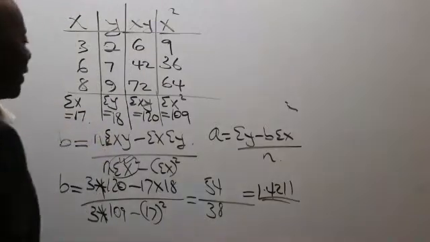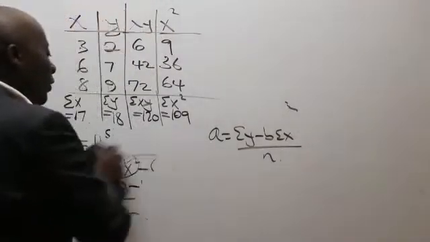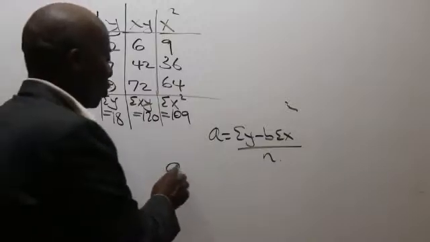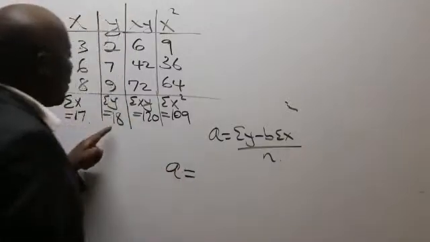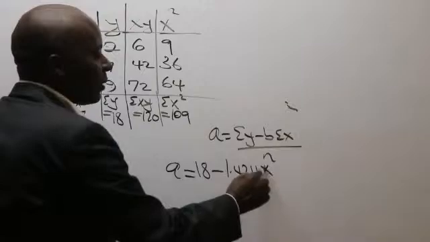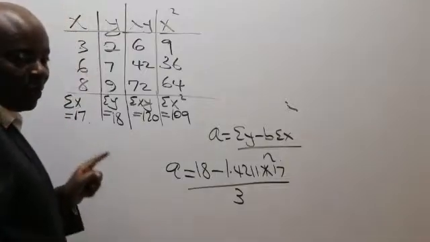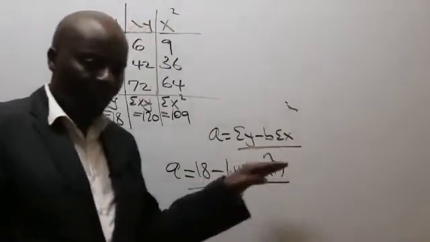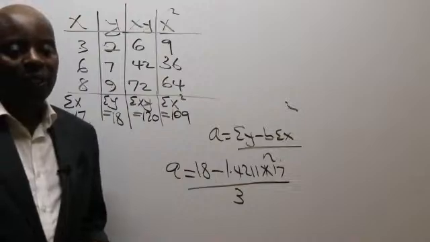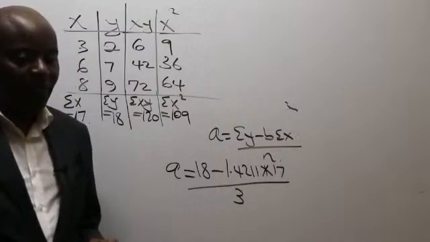Now, ladies and gentlemen, having ascertained that, it is not lost on me that to get the value of A, the formula that has to be crammed is here. A should be the summation of Y, which we already have, it is 18, minus B, which you have already given me, 1.4211, times the summation of X, which here is 17. Everything to be divided by 3. Again, you have to be very careful. Please get the numerator separately. So the numerator will be 18 minus 1.4211 times 17.